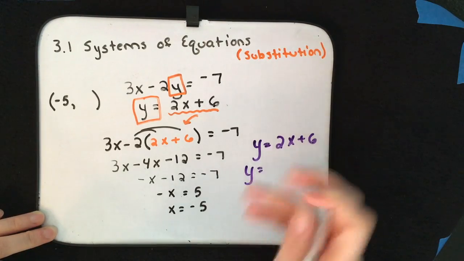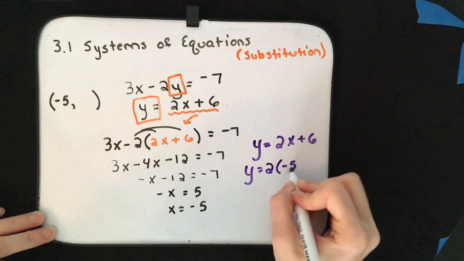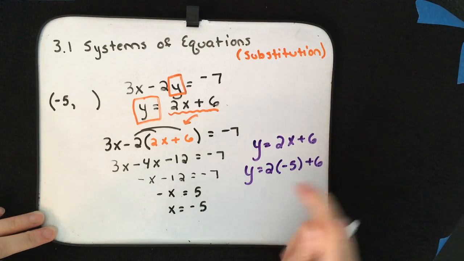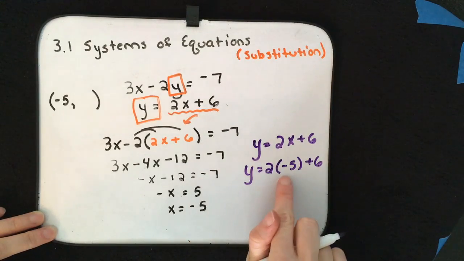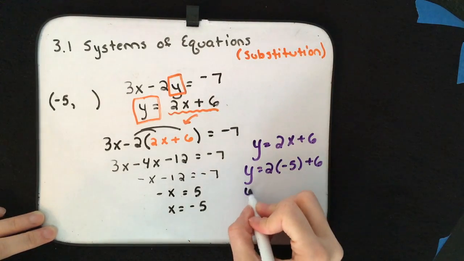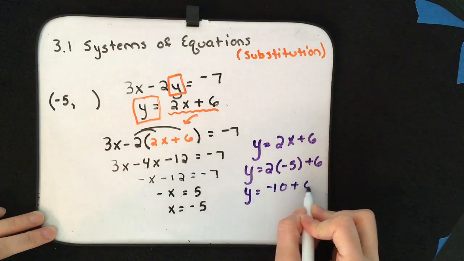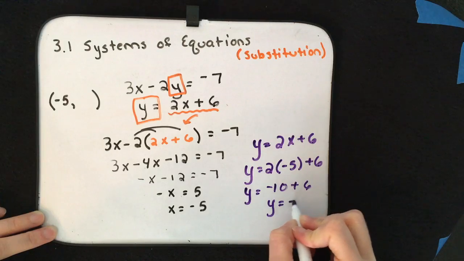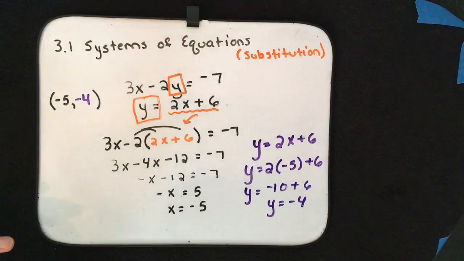We think that x is negative 5, so we should put a negative 5 in the parenthesis where the x was. So rewrite where the x is, put a parenthesis, and put our x value in that parenthesis. 2 times negative 5 is negative 10. Negative 10 plus 6 is negative 4. So that means that y equals negative 4.